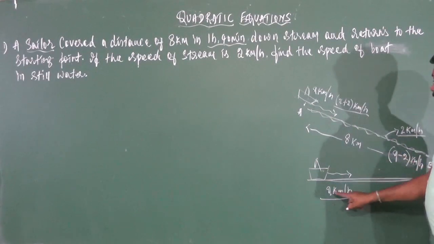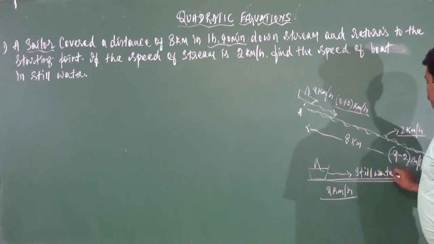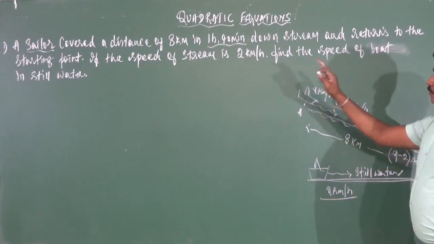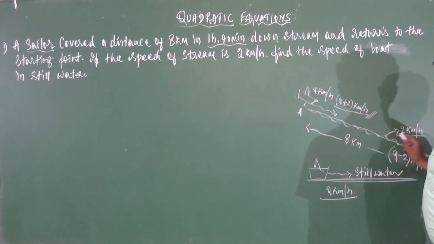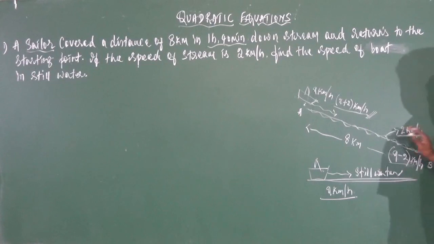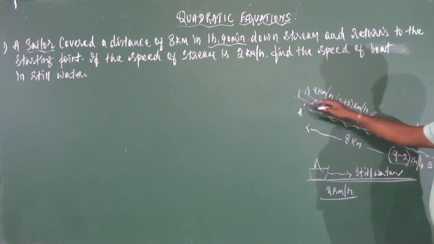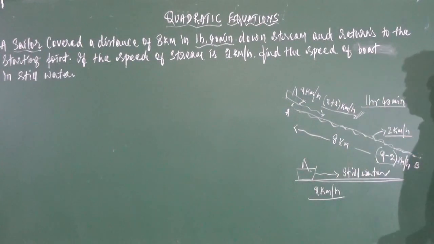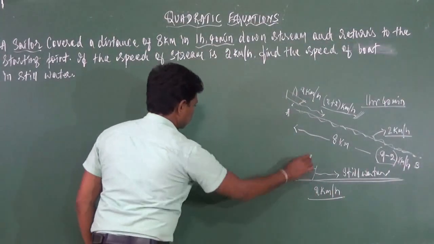And we have guessed x as the speed of the boat in still water. Now the total time given is 1 hour 40 minutes. The boat starts from A, comes to B at x plus 2 kilometers per hour speed, and then from B to A it travels again at a speed of x minus 2 kilometers per hour. So the total time taken by the boat to come from A to B and back from B to A is 1 hour 40 minutes, right? So let us get into the guessing here. Let us guess this one first.